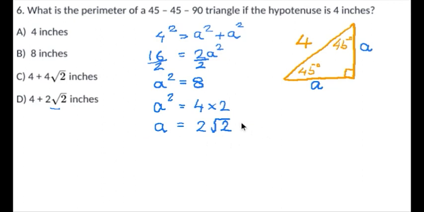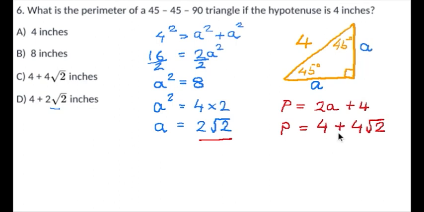Alright, so what we have to do now is sum up for the full perimeter. So the perimeter will be 2A plus 4. If we add in the 2A's, then it'll be 2 by root 2, so we'll get 4 root 2, and then we have a 4 outside. So the answer, if we look across, will be C.